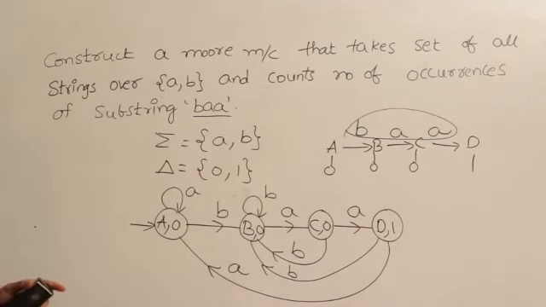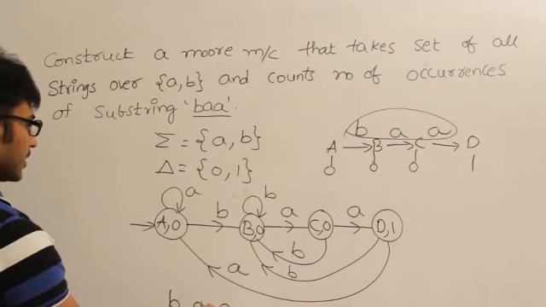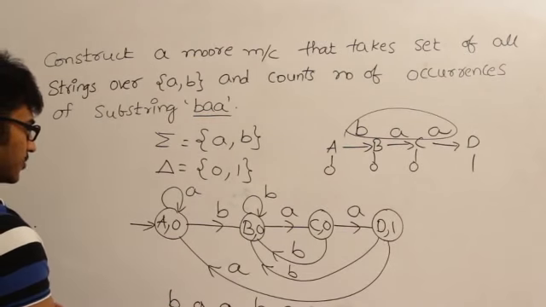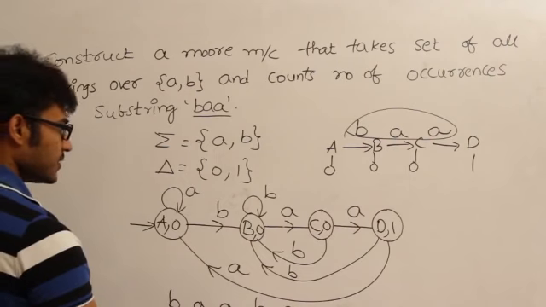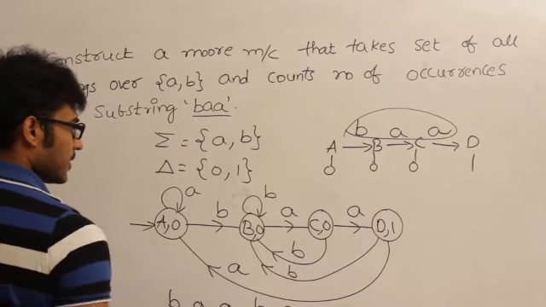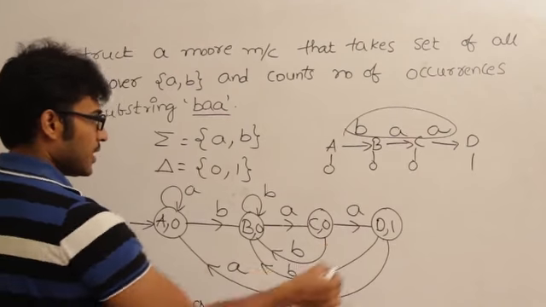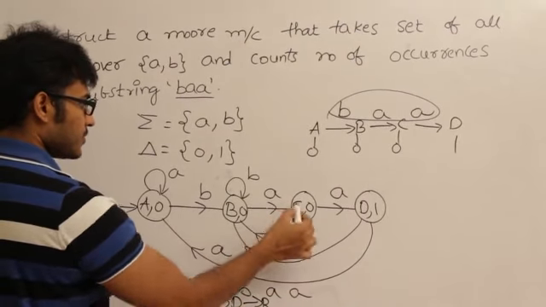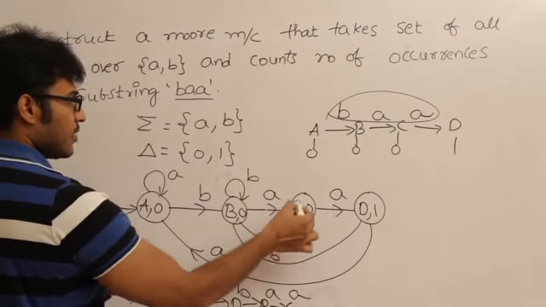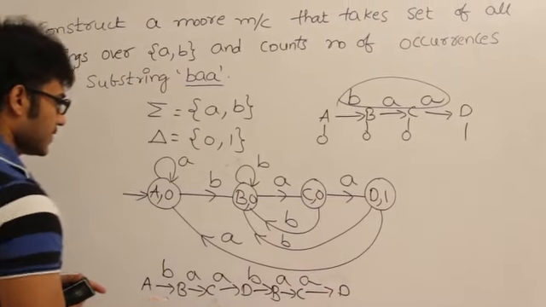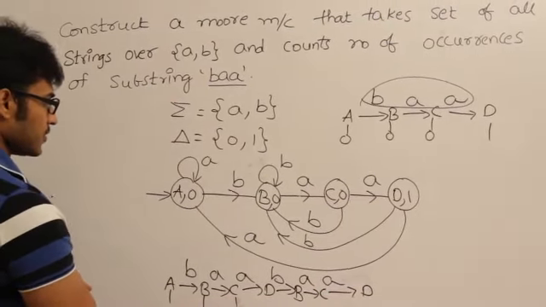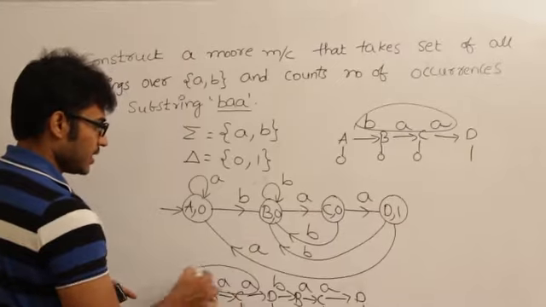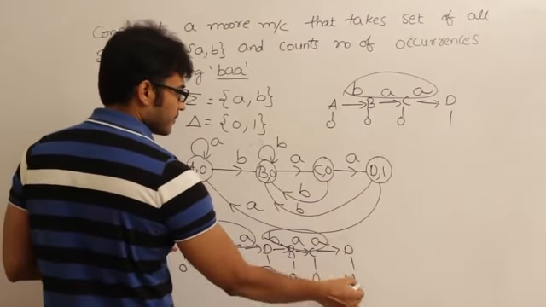Take one more example. Let us say I am seeing BAA, again BAA. I will start from A, on small b it is going to B, B on small a is going to C, C on small a is going to D, and again D on small b is going to B, and B on small a is going to C, and C on small a is going to D. Now just check the output. 0, 0, 0, 1, 0, 0, 1, which means if I see 2 BAAs, 2 ones will be printed, right?